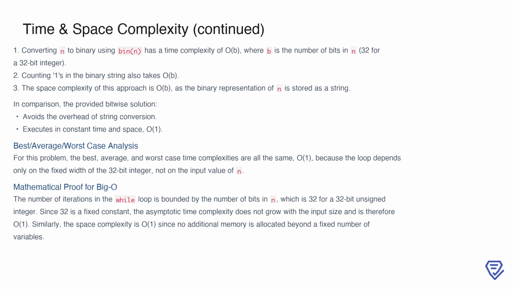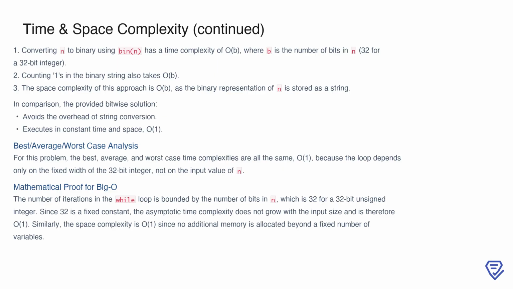In the naive approach, converting n to its binary representation using bin(n) has a time complexity of O(b), where b is the number of bits in the input n. For a 32-bit integer, this means the process takes O(32). Similarly, counting the ones in the resulting binary string also takes O(b), or O(32). The space complexity here is O(b) as well, because the binary representation of n is stored as a string, which requires memory proportional to the number of bits.